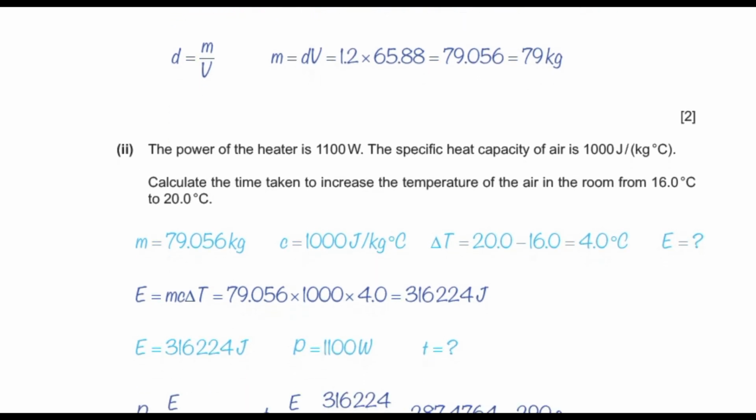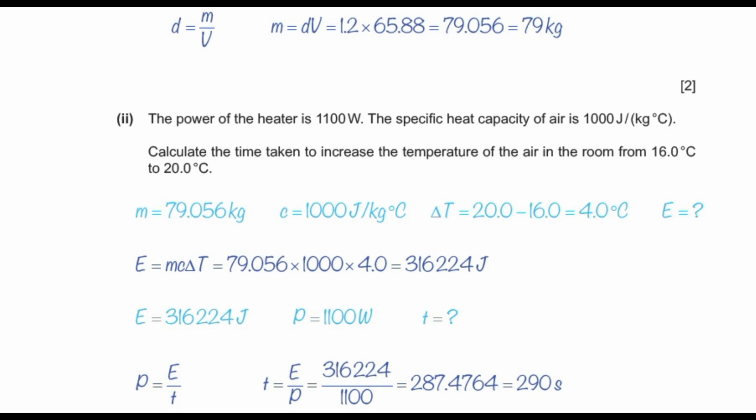Step 2. Relate energy and power to find time. Power is the rate of energy transfer. The formula is power equals energy divided by time. Rearranging for time, time equals energy divided by power. Substituting values, the time equals 316,224 divided by 1010 equals 287.4764 seconds. Rounding to match the solution, time equals 290 seconds. Final answer, the time taken is 290 seconds.